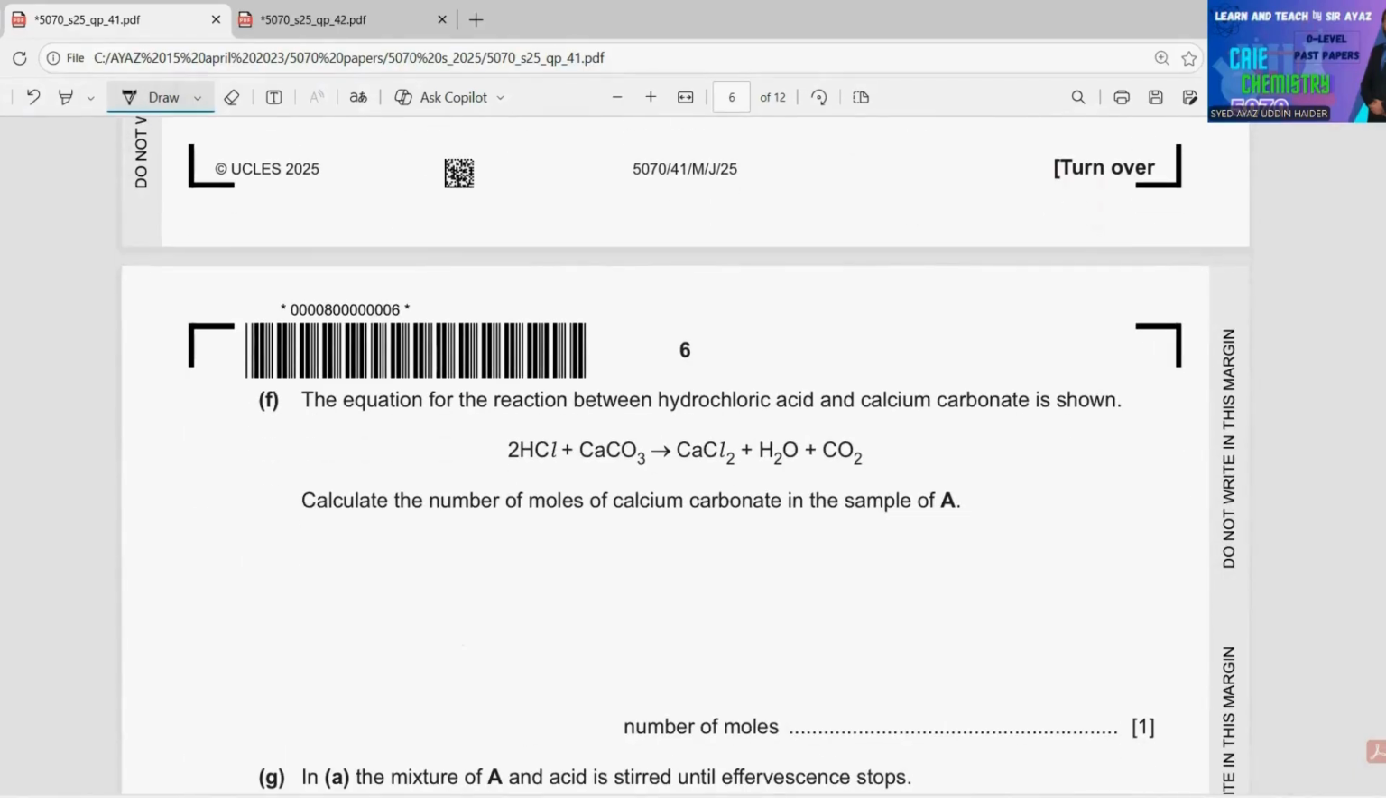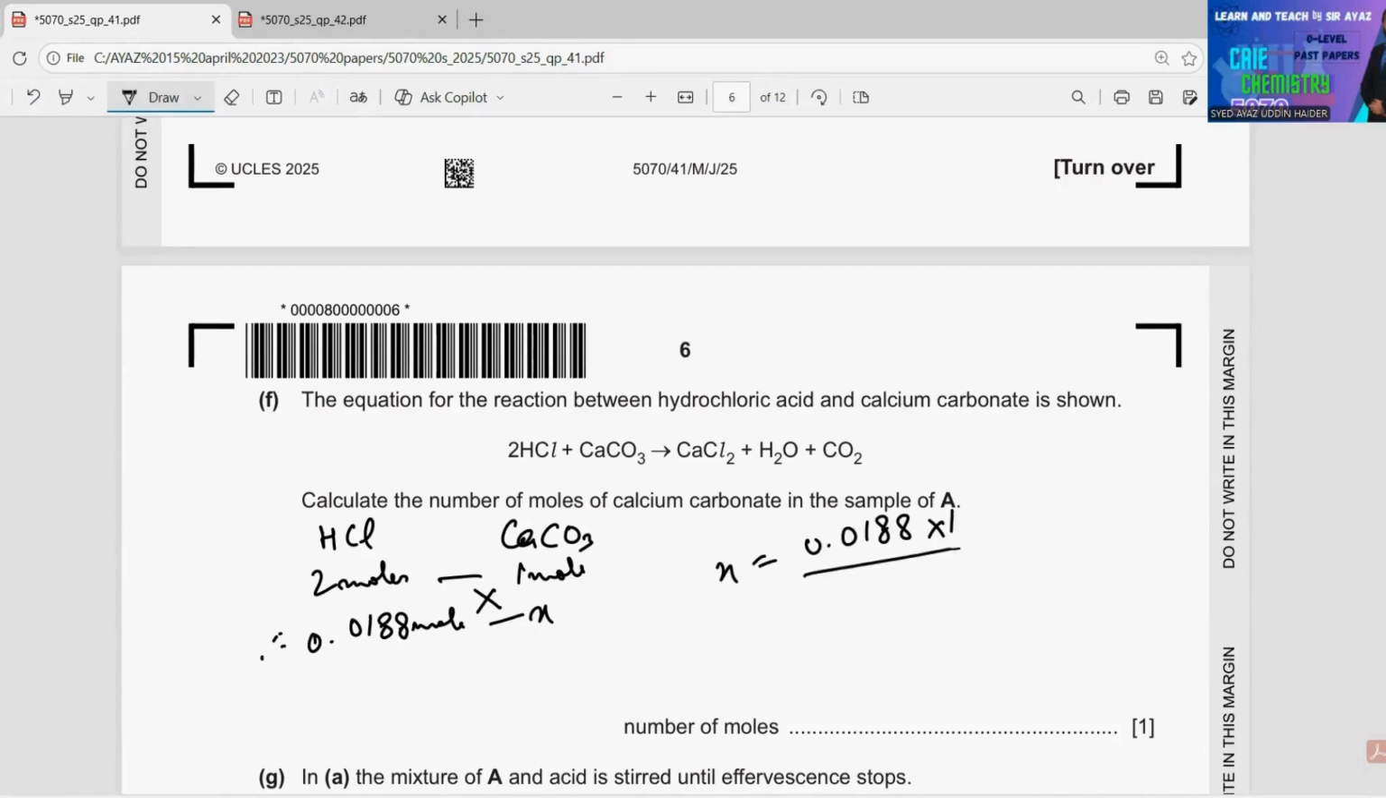F. The equation for the reaction between hydrochloric acid and calcium carbonate is shown. Calculate the number of moles of calcium carbonate in the sample of A. So we have HCl and CaCO3. According to the reaction equation, 2 moles react with 1 mole. Therefore, 0.0188 mole reacts with X mole. So X is equal to 0.0188 multiplied by 1 divided by 2, and you will get 0.00944.